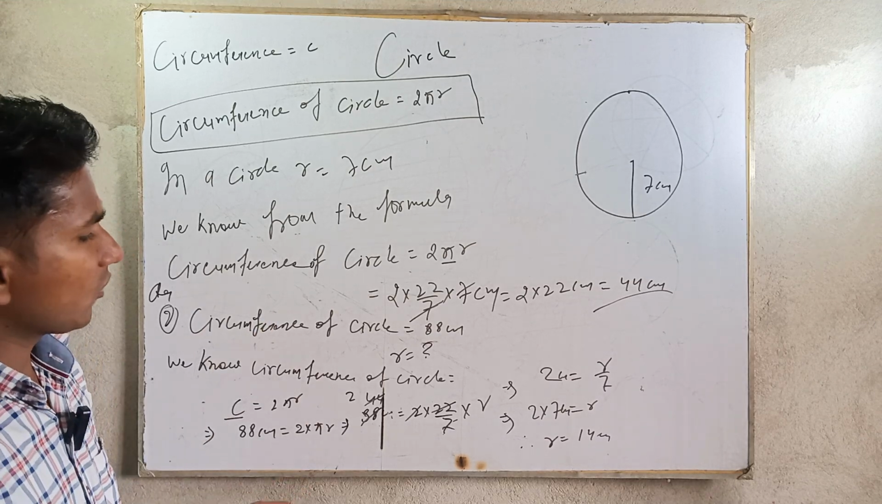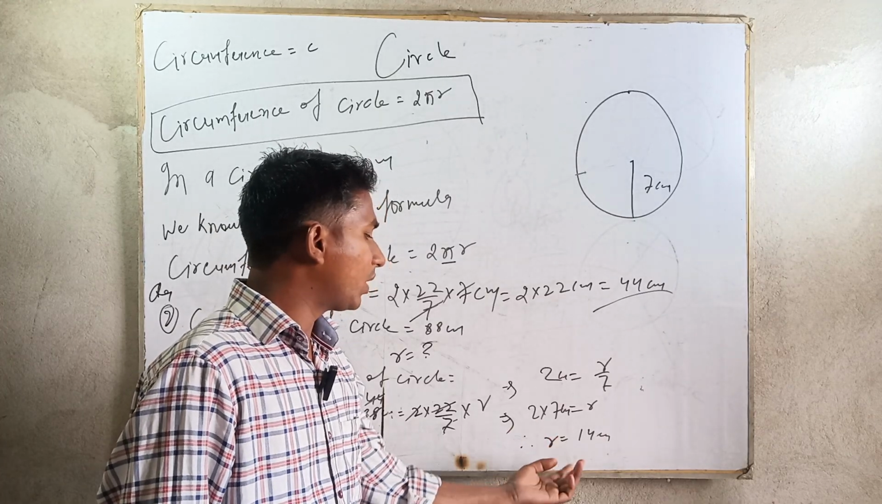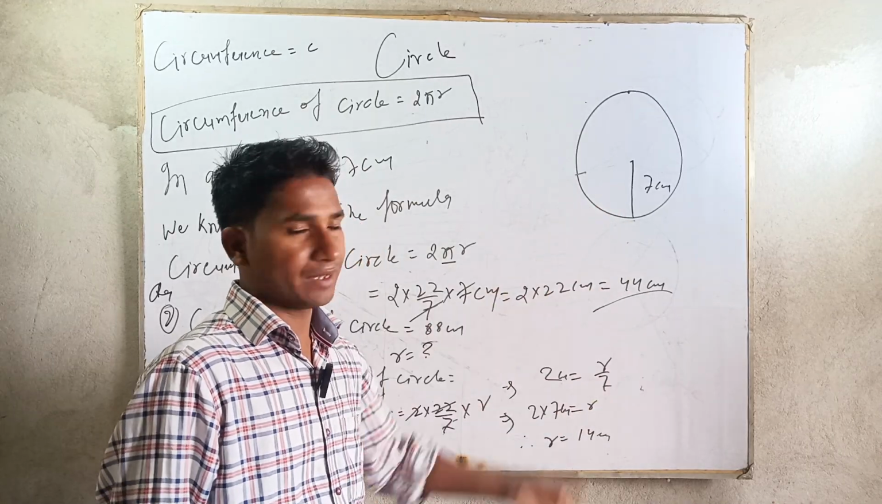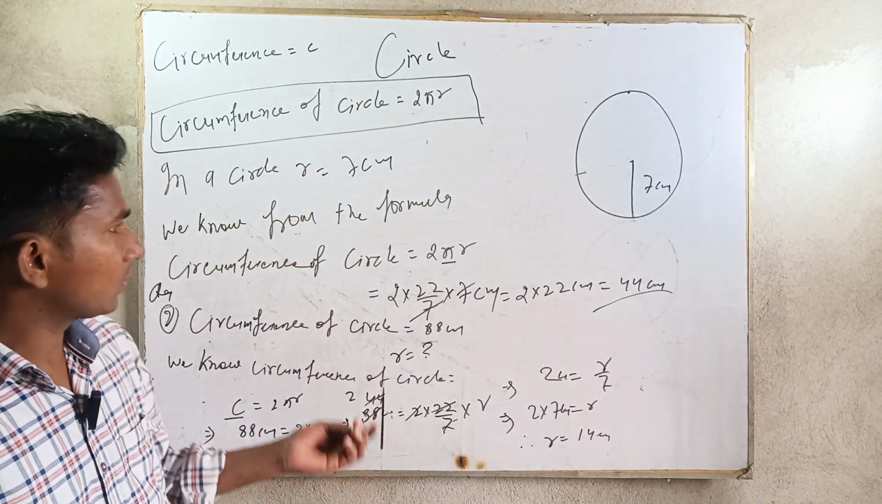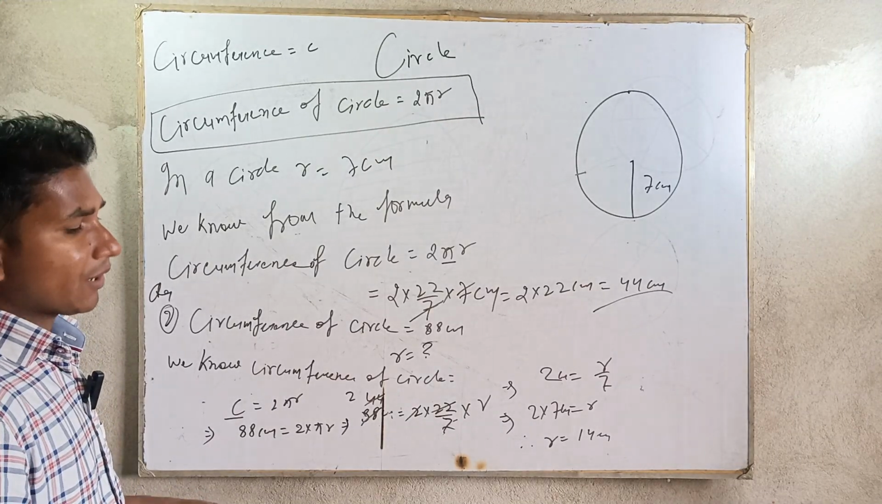Or if you say to find out the value of d, then I will multiply by 2, then it will be 28 for d. So in these steps you can solve this question.